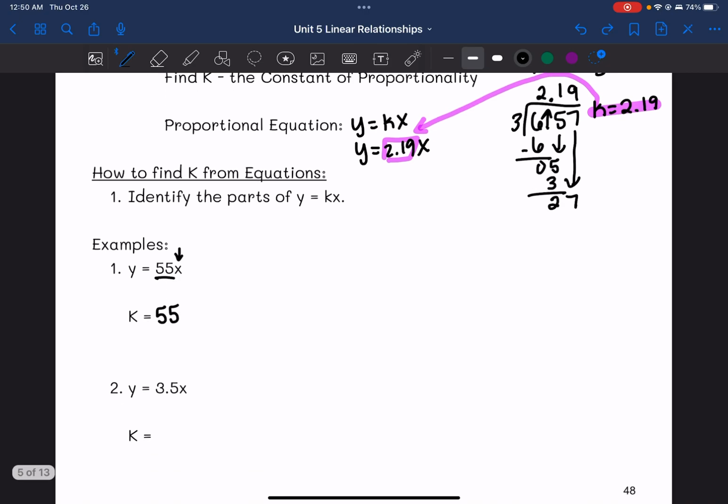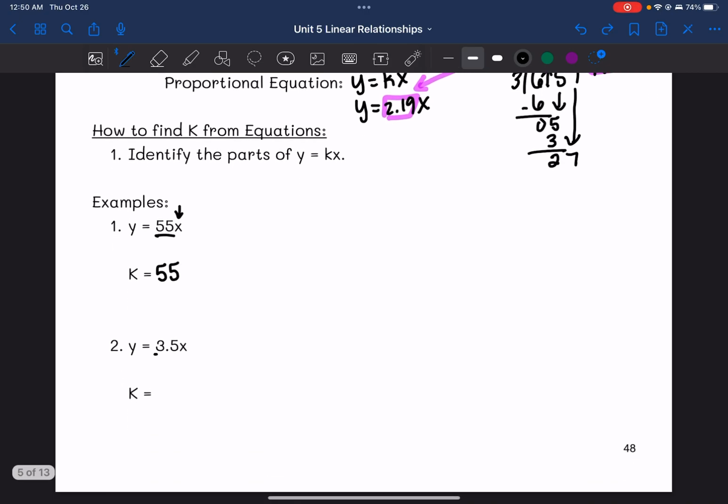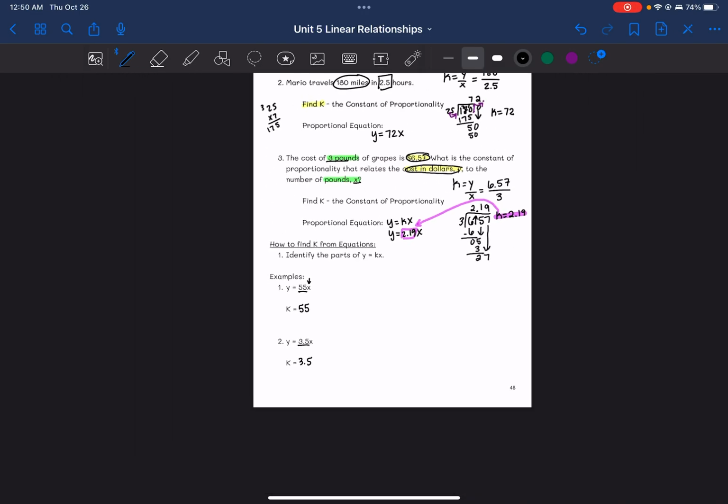All right, now let's do number 2. Again, we have y equals 3.5x, so our k is 3.5. All right, that's it for this one.